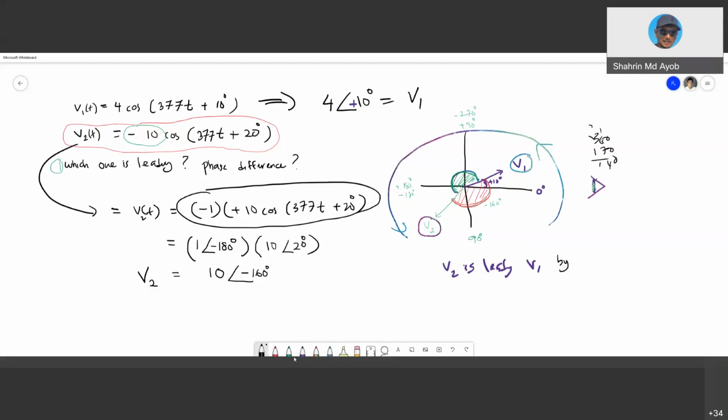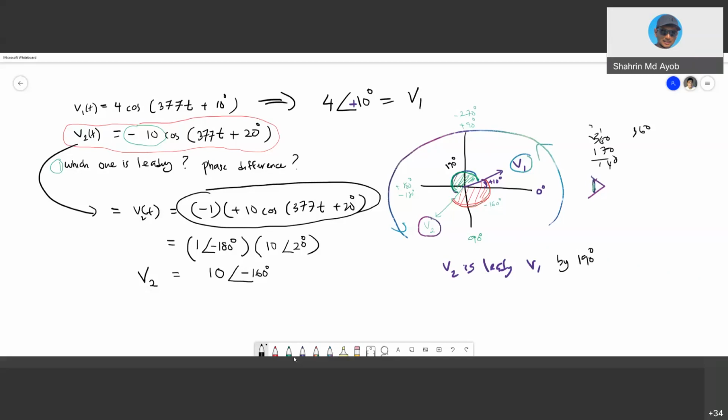Okay, 140. Is that right? Here, it's 190. Okay. So the phase difference here is 190.